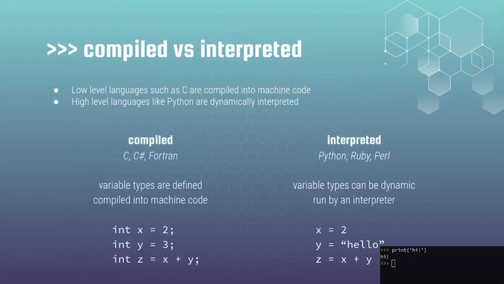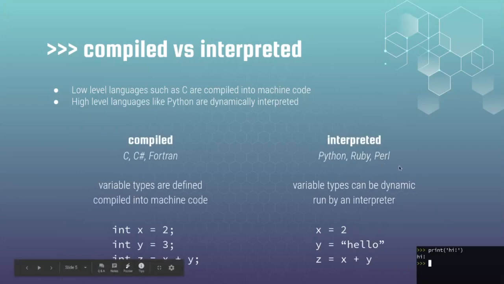So for a compiled language, your variable types are defined. They're hard-coded into your code. So you define this variable x as an int, that variable y as an int. And if you try to add them together, we know that the output z is going to be an int.